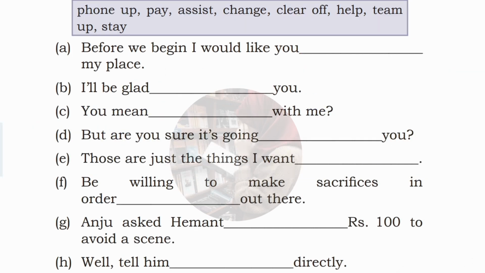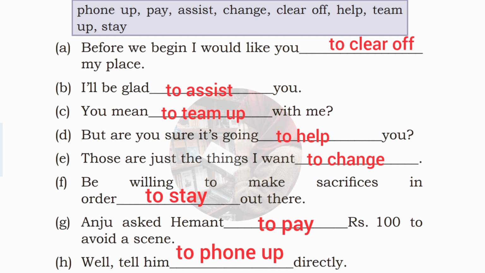Let's see it. First one is, before we begin, I would like you dash my place to clear off my place. Second one, I will be glad dash you to assist you. Third one, you mean dash with me to team up with me. Fourth one, but are you sure it's going dash you to help you? Fifth one, those are just the things I want dash to change. Sixth one, by willing to make sacrifices in order dash out there to stay out there. Seventh one, Anju asked Hemant dash 100 rupees to avoid a scene, to pay. And the last one is, well, tell him dash directly to phone up directly. These are all the questions.